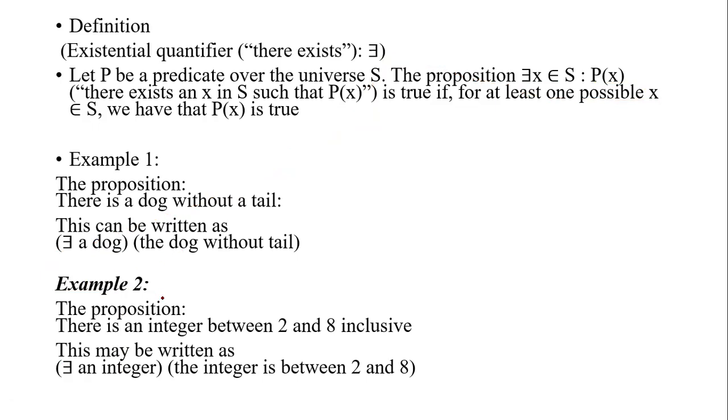Now, example 2. We have: there is an integer between 2 and 8 inclusive. This may be written as: there exists an integer, the integer is between 2 and 8. So please don't forget the meaning of the symbol.